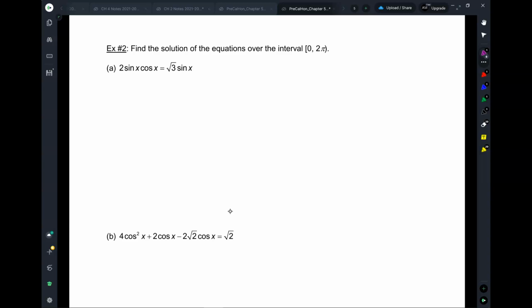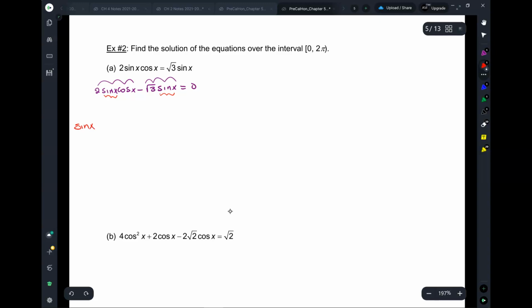Let's subtract to this side and set it equal to 0. So 2 sine x cosine x minus root 3 sine x is equal to 0. Now, look at what you have here. You have one term plus or minus another term. This is a binomial, all right? In each of the terms, you have a sine x. So what we're going to do now is factor out a sine x.